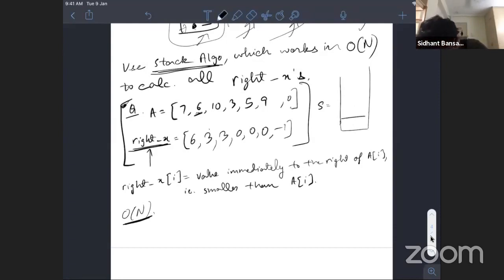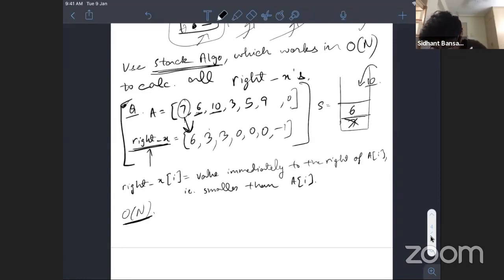Once you've popped out 7, you're basically removing it, and then you're pushing in 6. So now 6 is the top, and 7 is removed. When you removed 7, you would have also updated at that time that the answer for 7 is 6. Now, after putting in 6, you'll see 10. So you'll put in 10.